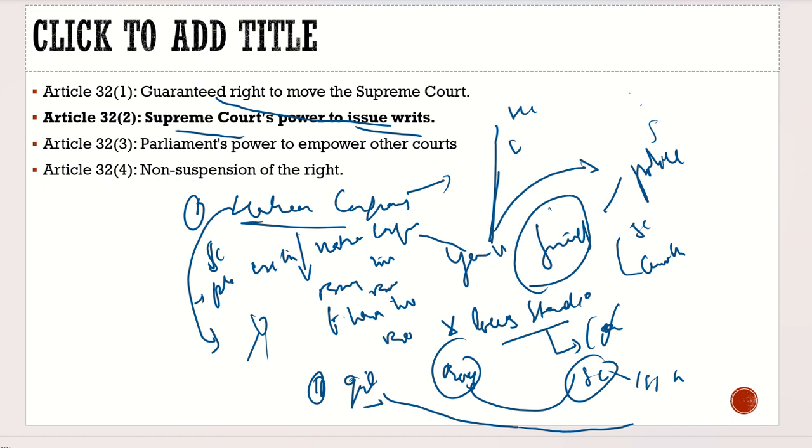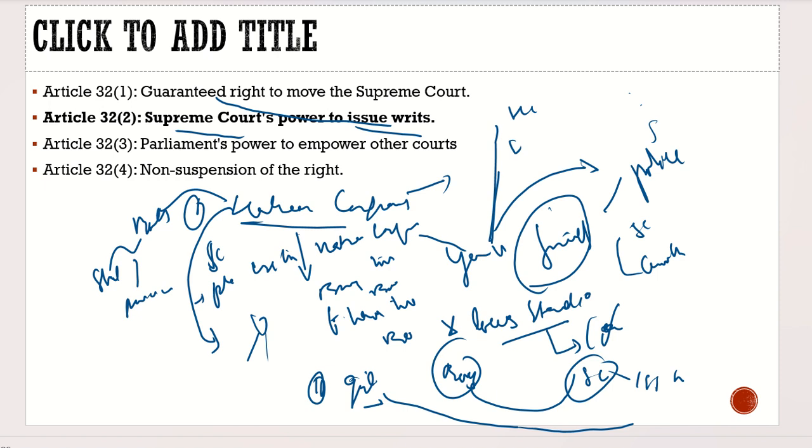But the point why I gave this example here is that this habeas corpus writ applies to both the state as well as private individuals. So it applies to everybody. This is the writ of habeas corpus. I hope you have understood it.